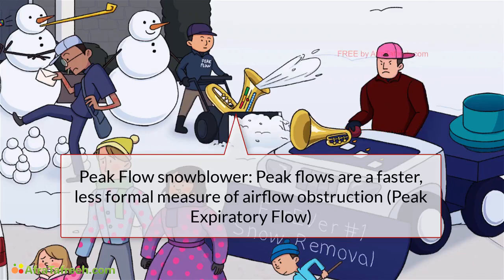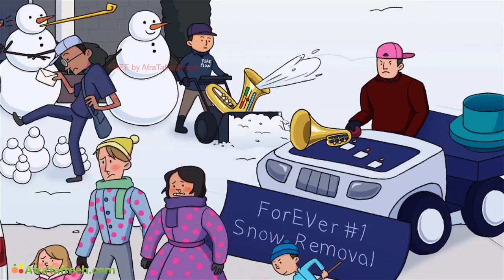You're in luck. Measuring peak expiratory flow rates, aka peak flows, is a quick and dirty way to assess airflow obstruction that can be done virtually anywhere. At Sketchy, peak flows are represented by the peak flow snowblower with a suspiciously tuba-shaped outlet. Peak flows measure the flow of air during a short, forceful exhalation.